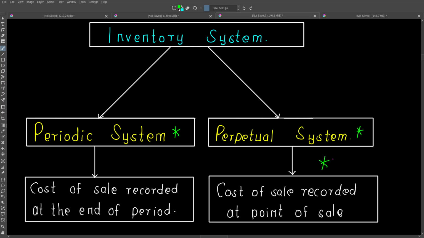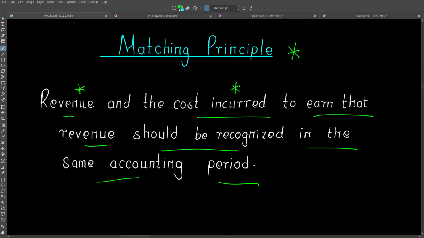That is the perpetual system. Or we record it at the end of that accounting period, as long as we will still meet the matching principle, because as long as we are looking at a certain accounting period, by the end of that accounting period, we are able to see this is the revenue that we've earned during the period, and this is the cost of sales that we have incurred during that period.